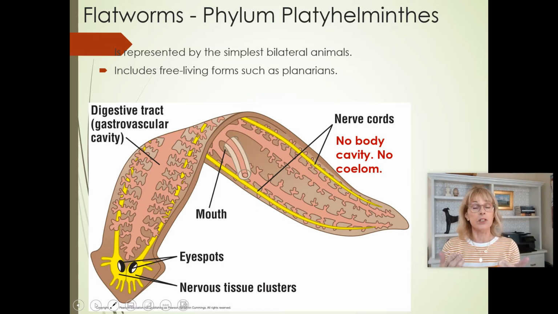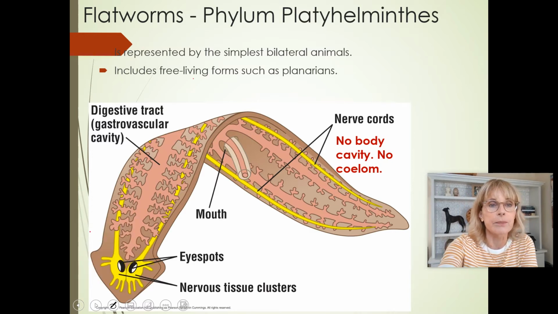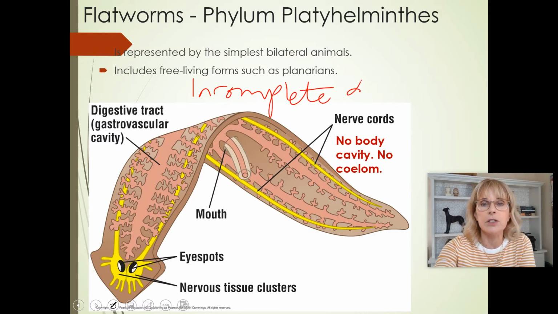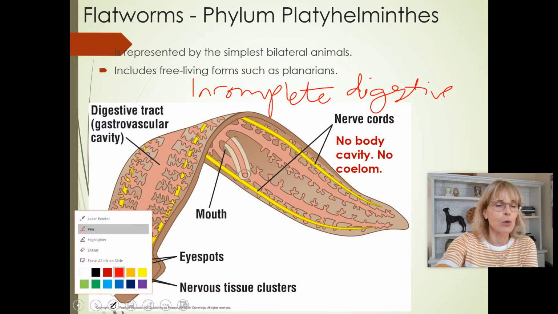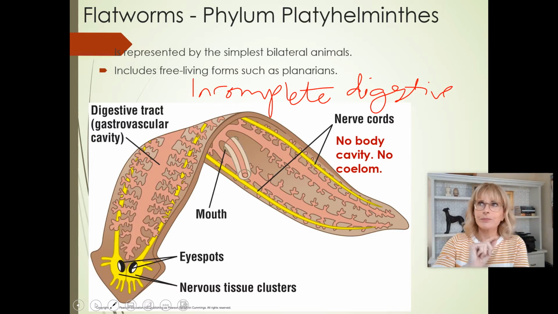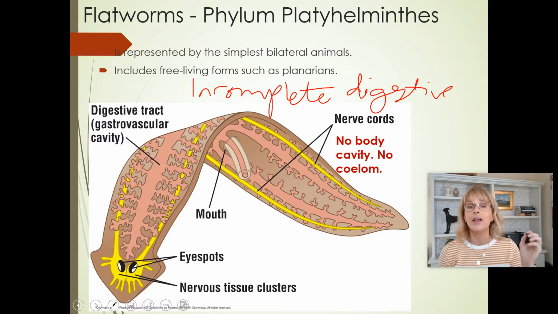So only a single opening to their digestive tract, which is known as an incomplete digestive tract. Incomplete digestive tract means it's got a mouth, but no anus. The rest of the organisms we will be talking about have got complete digestive tracts. So it's just the cnidarians and the platyhelminthes that do not. What else do you need to know about the flatworms?